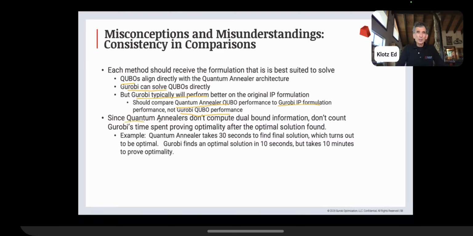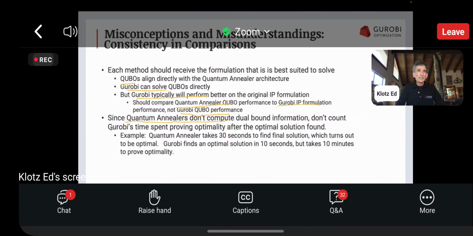Now, since quantum annealers don't compute dual bound information, you don't want to count the branch and bound time spent proving optimality after the optimal solution is found. So for example, if you have a quantum annealer that runs for 30 seconds and finds a final solution that may or may not be optimal, but let's suppose it is, if Gurobi finds an optimal solution in 10 seconds, but takes 10 minutes to prove optimality, the fair comparison is not 30 seconds to 10 minutes.